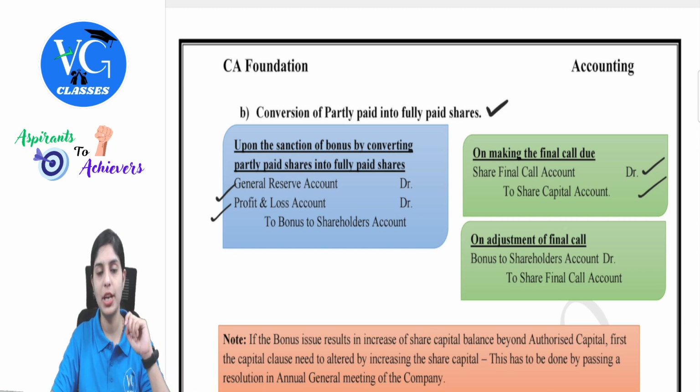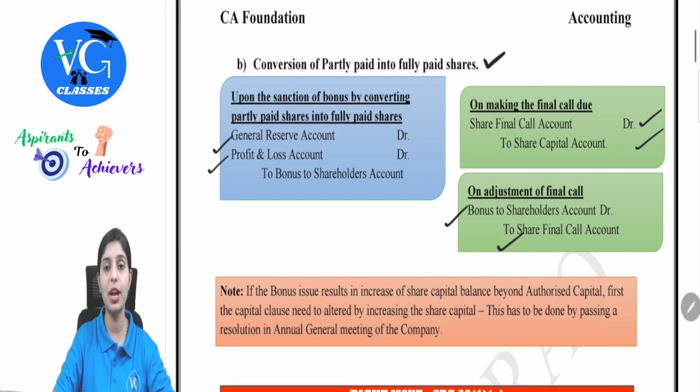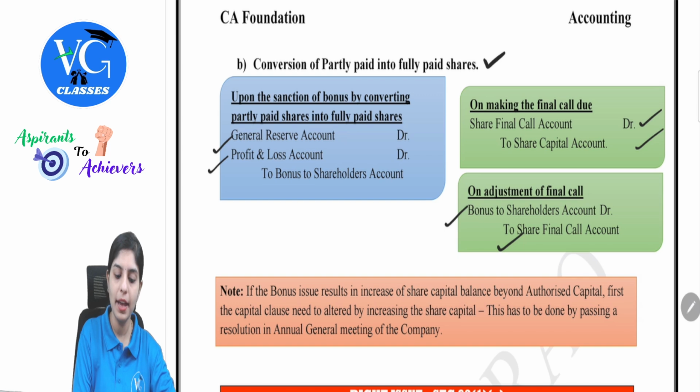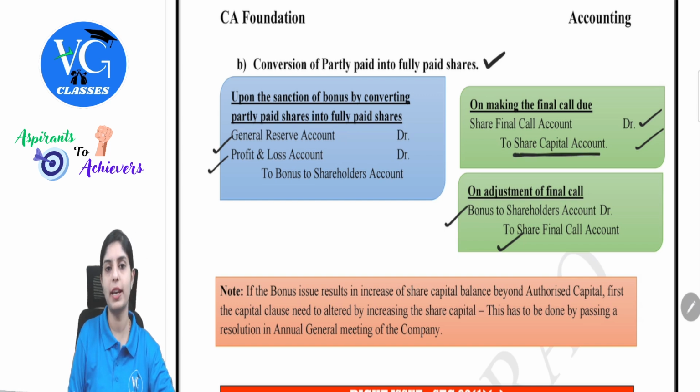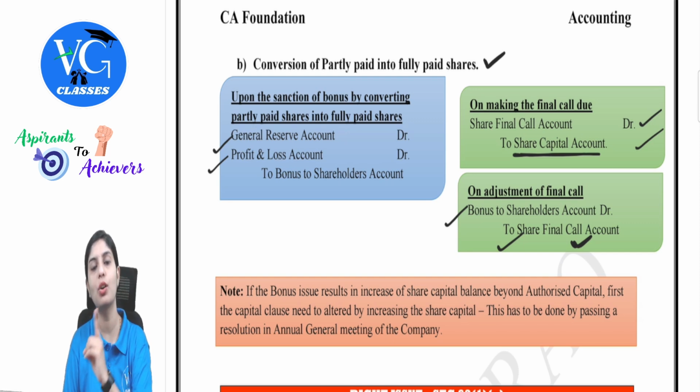Next, I will issue the shares. So what is the entry for that? Bonus to shareholders account debit to share final call. Observe carefully. Here I have already credited the share capital. Again, I will not bring it. So this is given for what? Because bonus is connected in order to not receive the final installments. So the last entry is bonus to shareholders to share final call account. I hope this point is clear to each one of you.